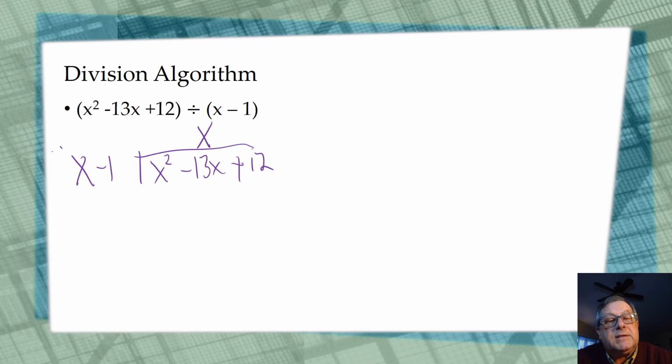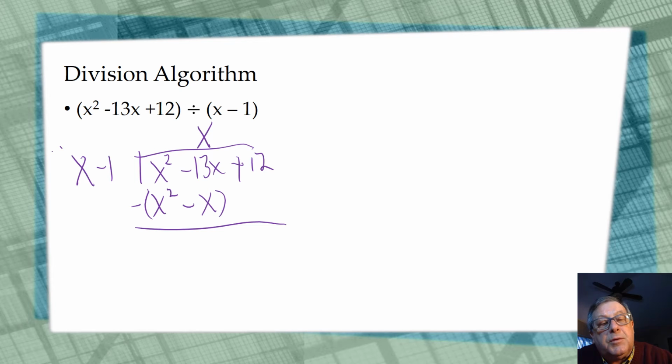Now I'm going to multiply x times x minus 1. Well, x times x is x squared. And x times negative 1 is negative x. Remember, we're going to subtract this from what we have above. So x squared minus x squared is 0. And negative 13x plus x, remember this sign is going to change because of this negative sitting right out there. Well, that's negative 12x. Let's bring down our 12.